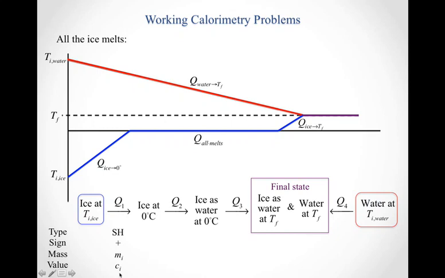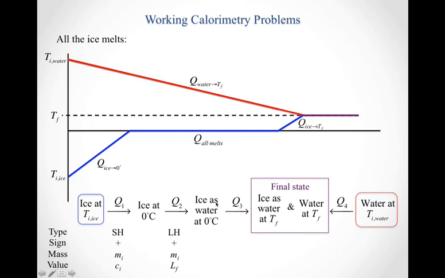For Q2, on the other hand, the ice is at the same temperature, it's just that it's changing phase, which means this must be a latent heat process. Again, it's got to take in the energy to do that, so we need a positive sign. The mass of the ice, all of it is going to melt, and again, we need the latent heat value for fusion because our ice is melting.